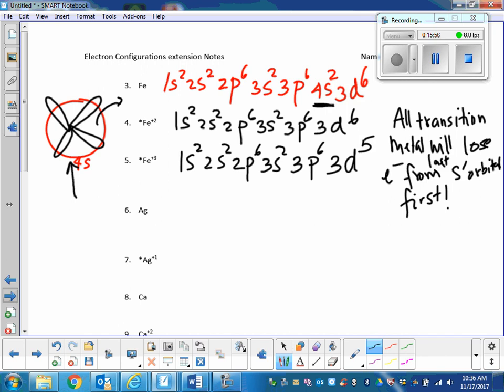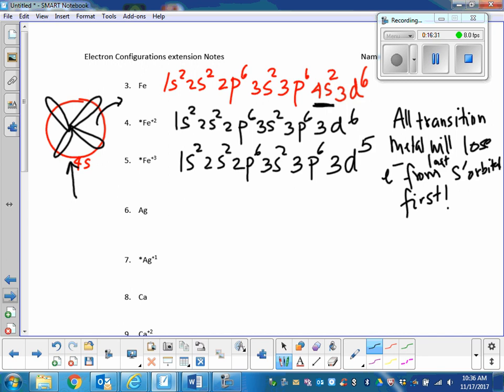Do you ever lose electrons from p? No. The p is so much more inside the energy level that transition metals won't lose from p. Transition metals are nowhere near p. Non-metals are near p. Non-metals will gain into p. Correct? Metals will always lose. These are all metals. Non-metals will gain. Remember, metals are losers. We did that last unit.